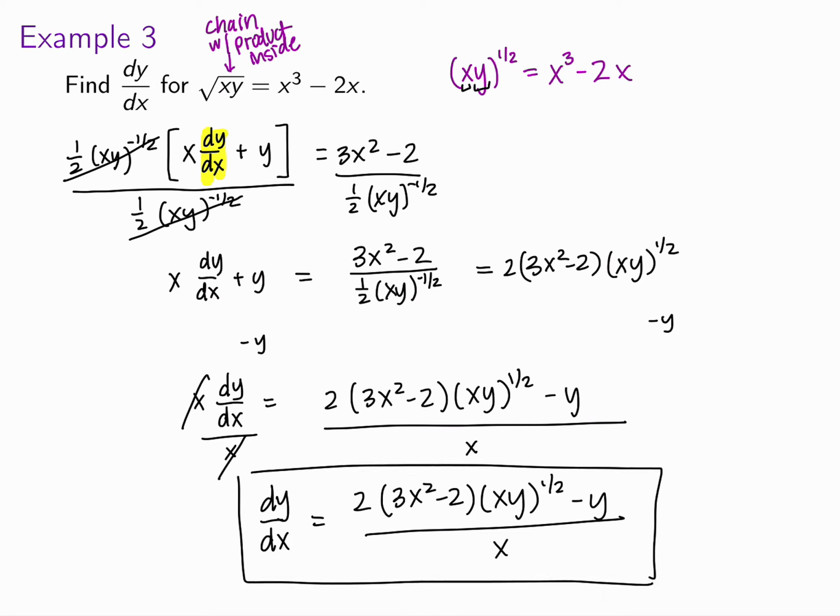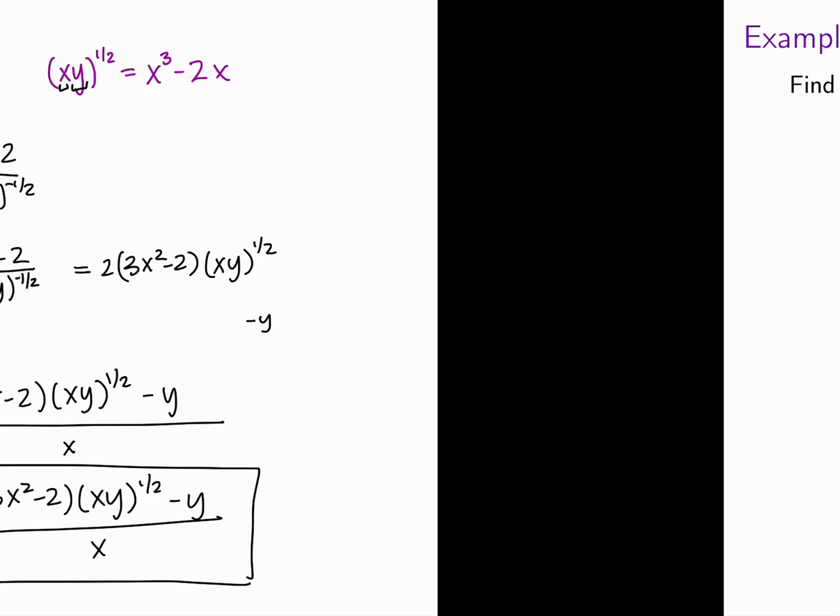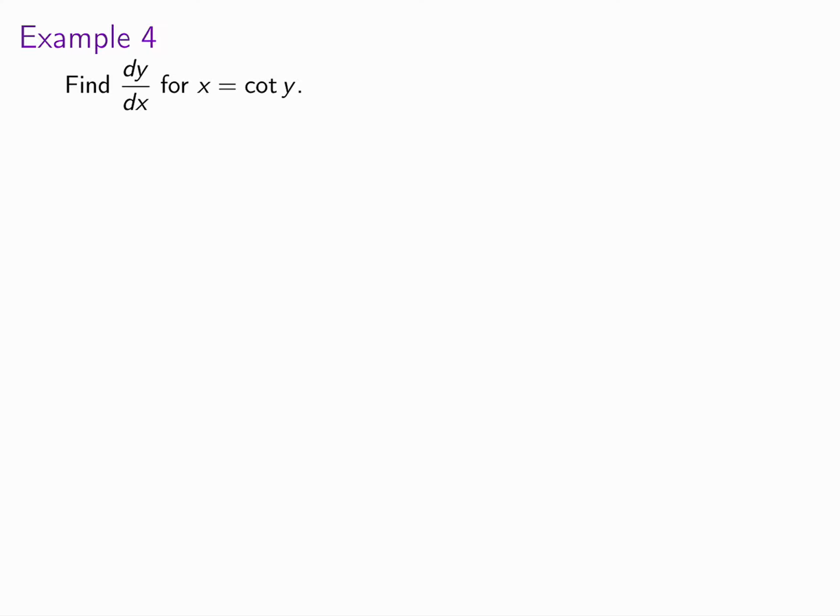There we go. There is dy dx. All right, let's move to the next one. We want to find dy dx for x equals the cotangent of y. So as I'm looking at this, I am going to need a chain rule here for cotangent of y, because remember it's cotangent of a function, not just cotangent of a plain old variable. So I will need the chain rule there.